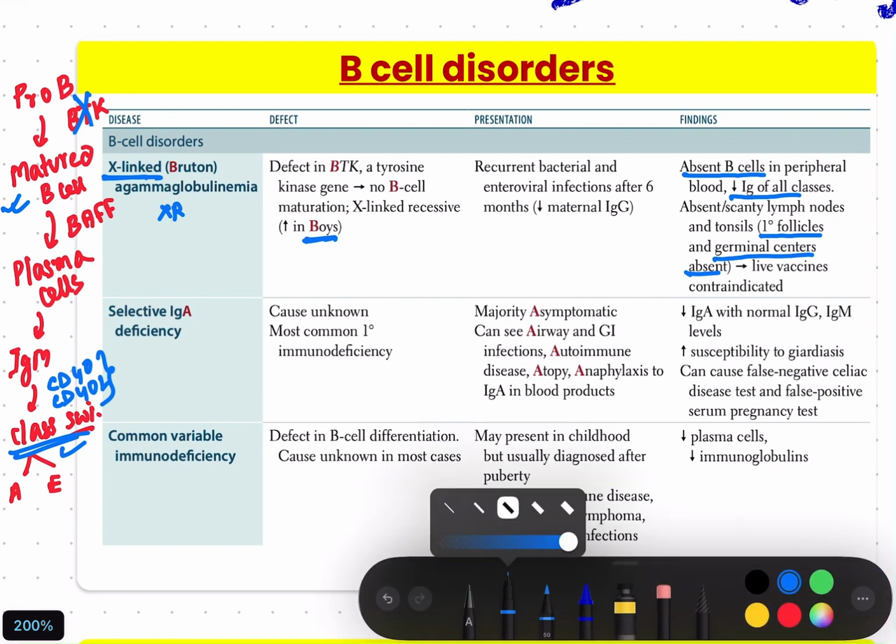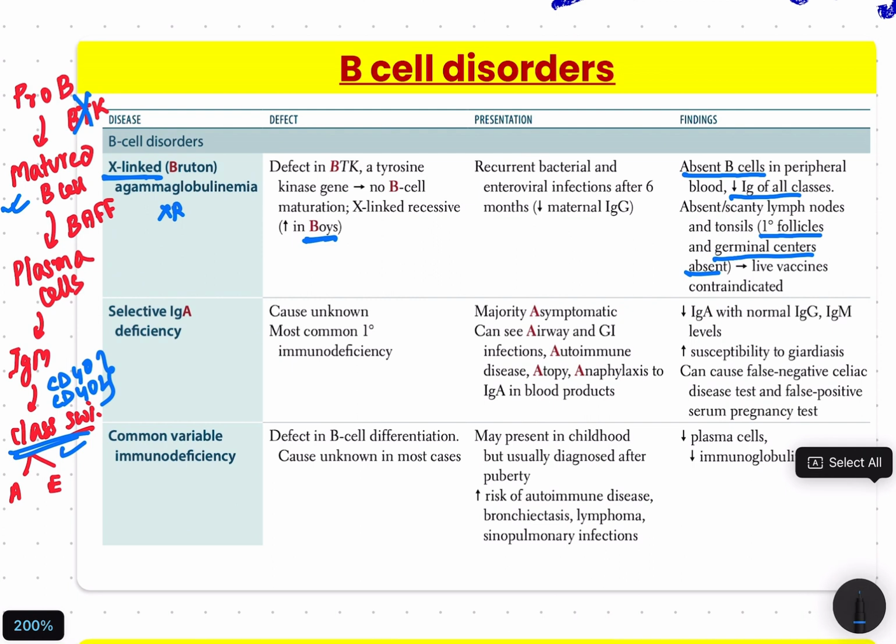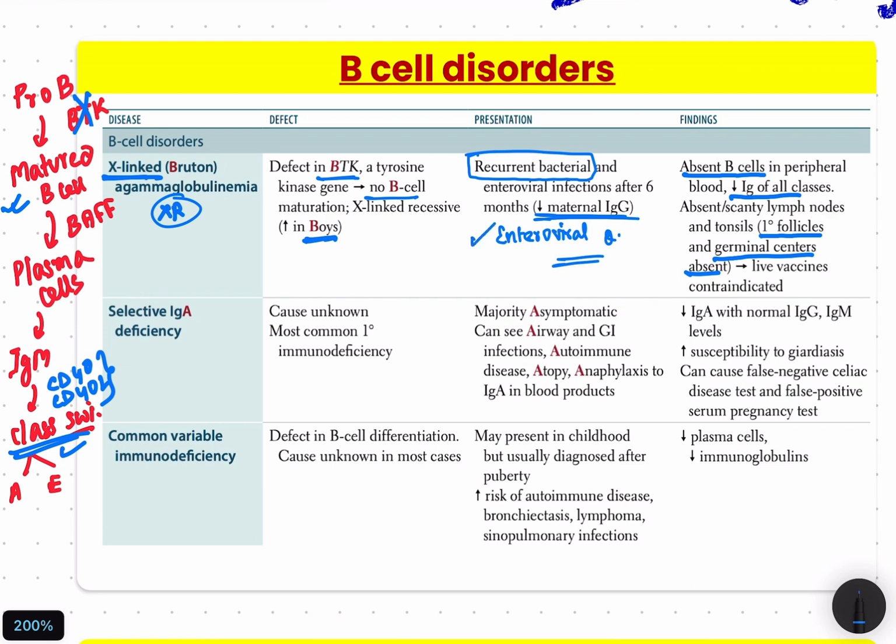The next thing to remember here is that the BTK gene is defective and there is no B cell maturation. It is X-linked recessive, as I told you, and because of the B cell defect there are recurrent bacterial infections. Infection with enterovirus is very important, but that is seen after 6 months, because until 6 months the baby is receiving IgG from the mother, as IgG can cross the placenta. So typically after 6 months the baby will get these enteroviral infections.